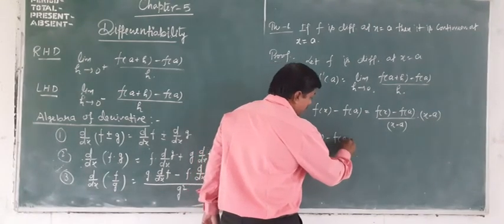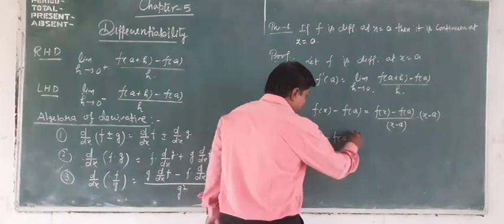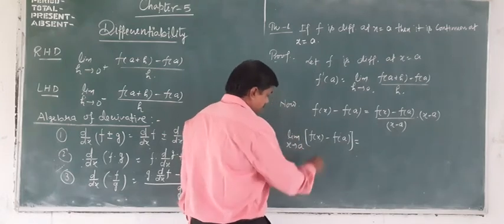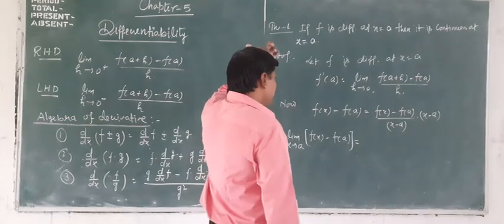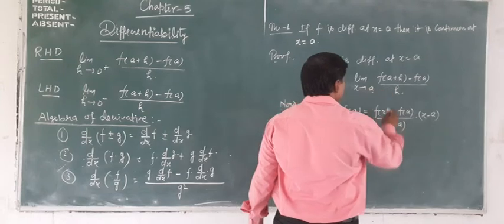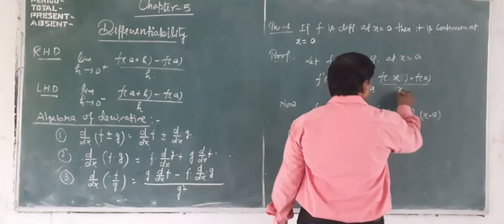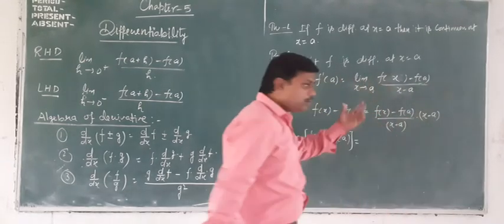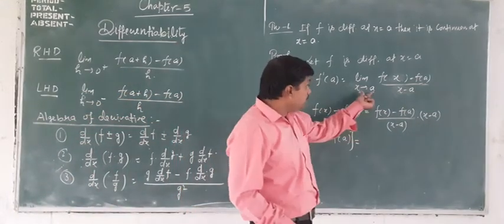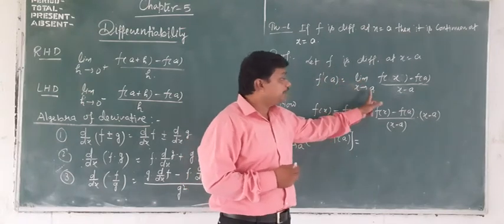f(x) minus f(a), taking the limit x tending to a. Or we can say f dash (a) is also written as the limit x tending to a of (f(x) minus f(a)) divided by (x minus a). This is also the value of the derivative of the function at any point. If you put x equal to a plus h, then you will get the previous result, with h tending to 0.